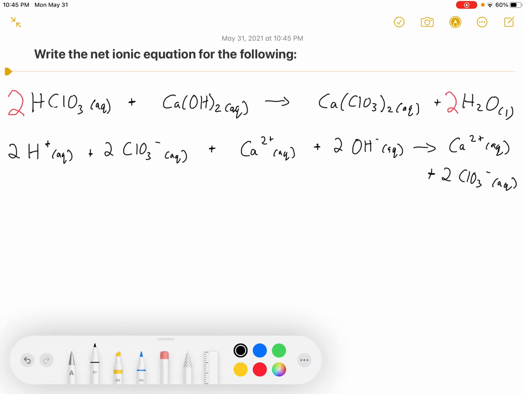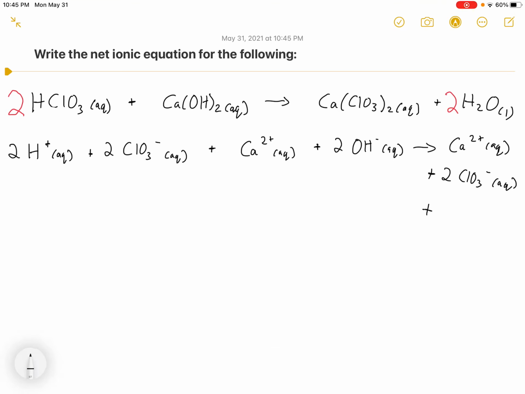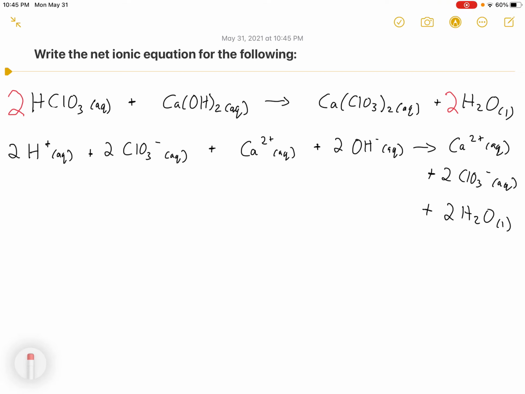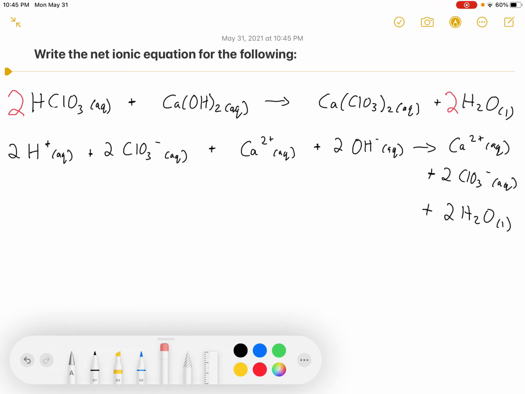And then our last piece there on the right side will be the 2 water molecules that are liquid. And we don't break up the water because it is a liquid. So we're not going to break that up. All right, step 1 and 2 are done. Now we are going to cancel out the spectator ions.